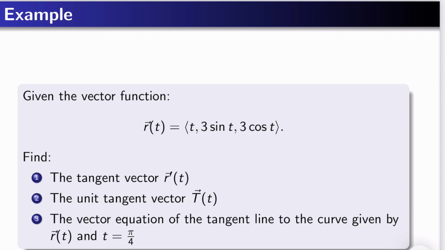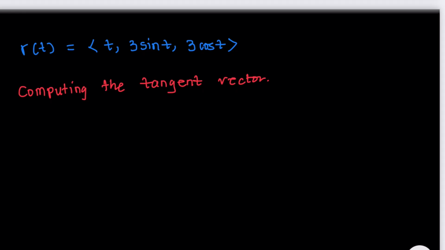For our first example, we are given the vector r of t equal to t, 3 sine of t, 3 cosine of t. We are asked to find the tangent vector r prime of t, and we just have to differentiate the vector function. Second, we are to find the unit tangent vector T of t. The last one is to find the vector equation of the tangent line to the curve given by r of t at t equal to pi on 4.